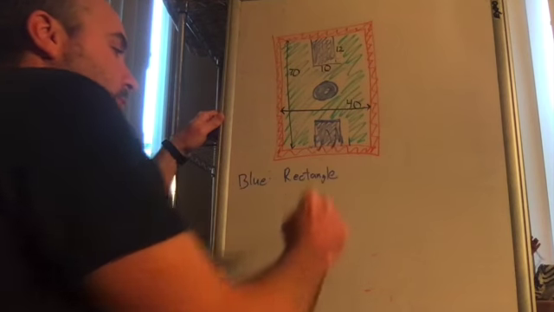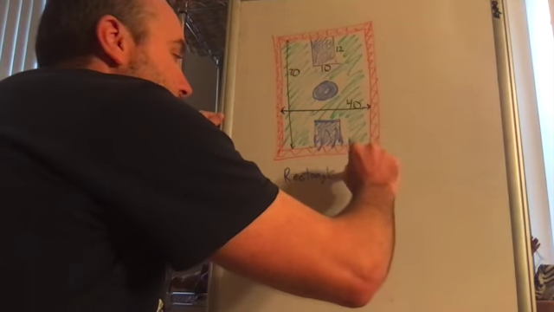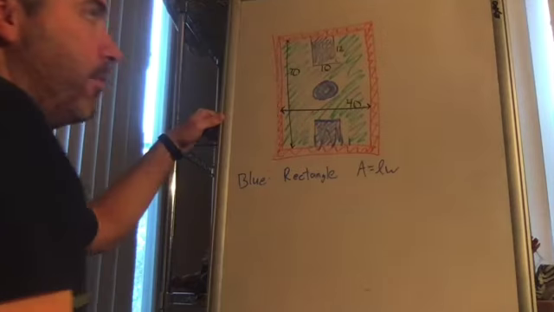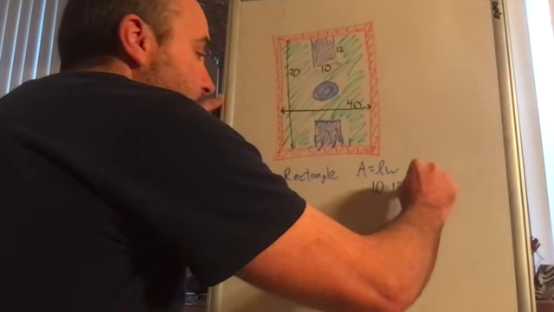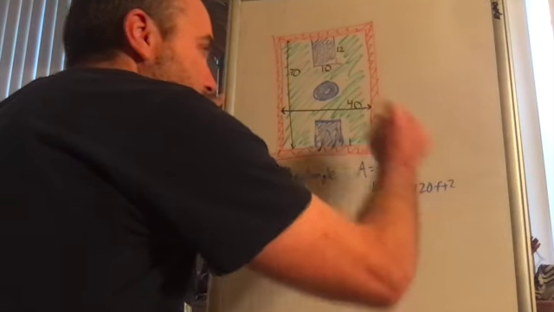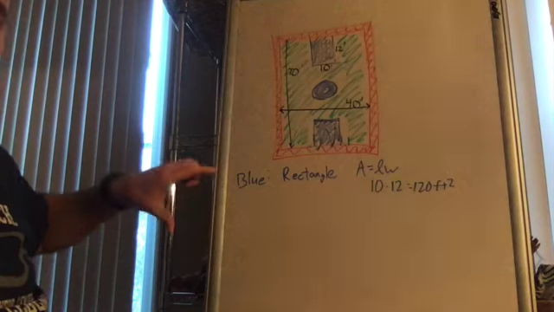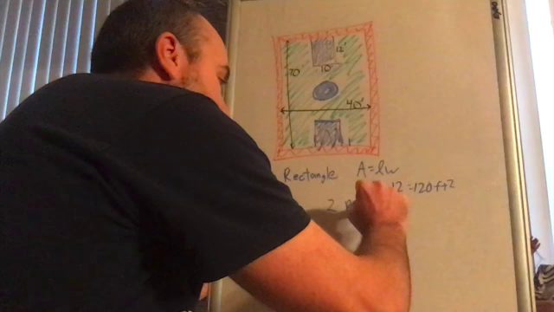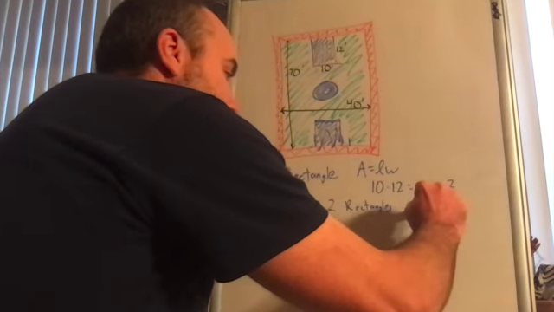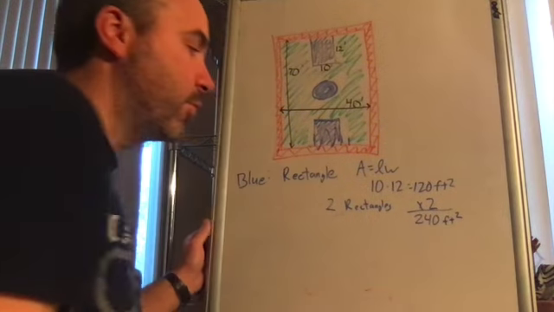So remember the rectangles, how we find the area of the rectangle is we do length times width. So the length and the width here are 10 times 12, which is 120 feet squared. And we're going to assume that all of these are in feet. All right. Now, we have two of these rectangles, so we simply have to double them. So since we have two rectangles, multiply this by 2, we get 240 square feet.